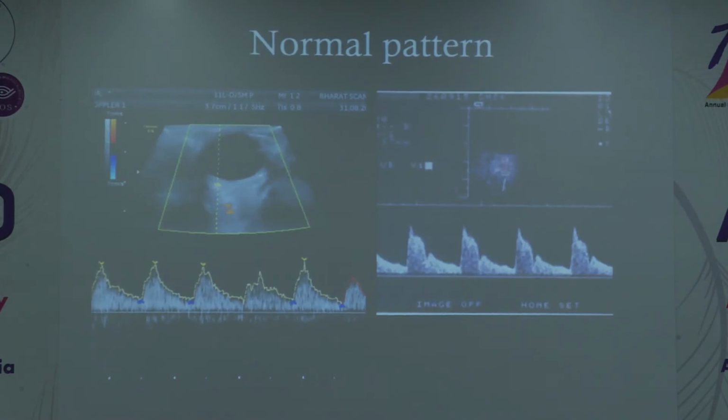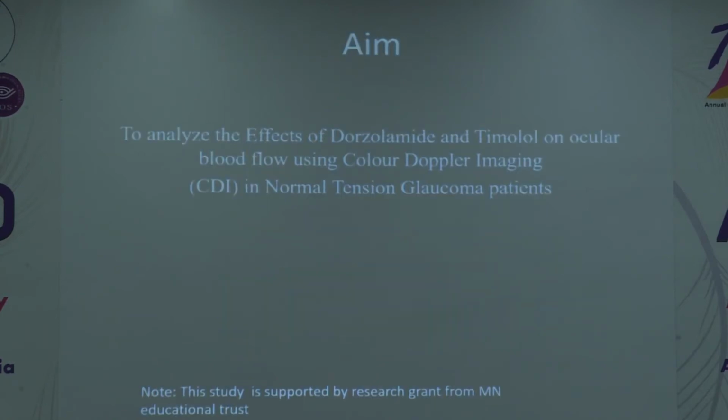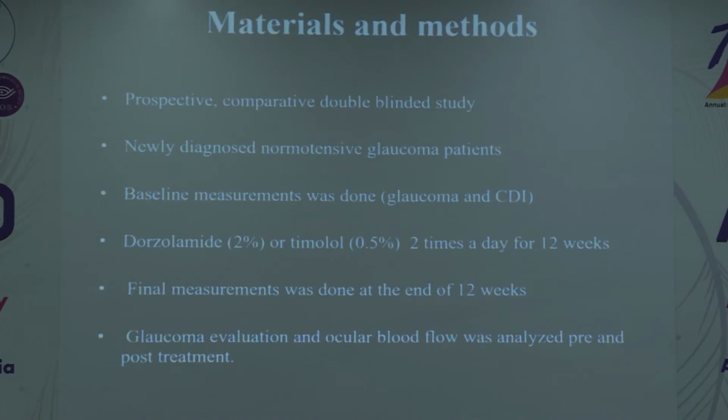This is a normative pattern with a peak and a trough on color Doppler imaging, and this is a picture of a glaucomatous patient with a flattening of the peaking. So with the basic background in mind, we decided to do a study to find the effect of dorzolamide and timolol on ocular blood flow using color Doppler imaging in normal tension glaucoma patients.